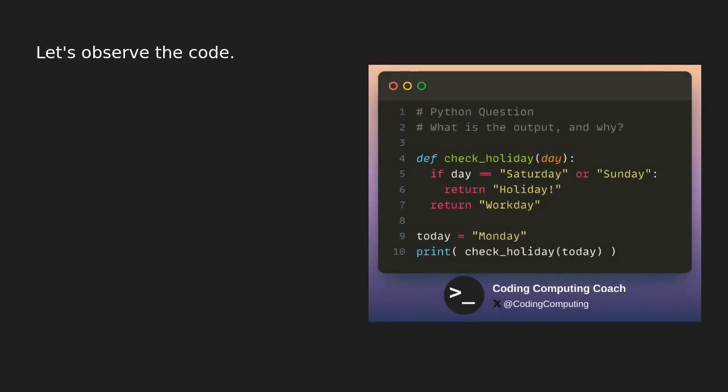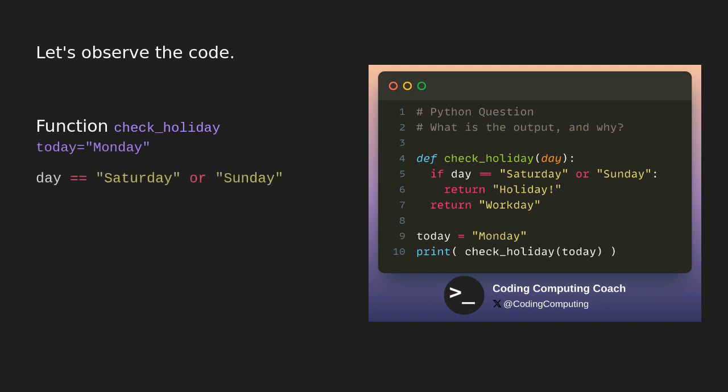Let's observe the code. Here, let's take a closer look. Check holiday is a function we've defined. We set today as Monday. Then, we call the function. In the function, we check a certain condition: day is equal to Saturday or Sunday.